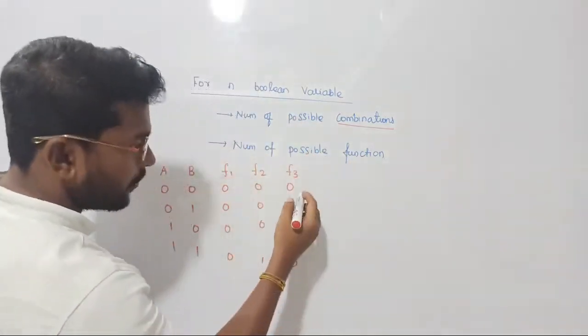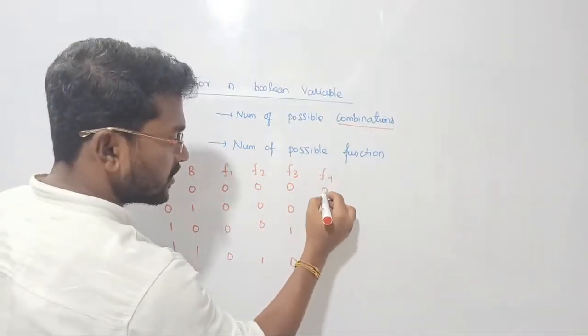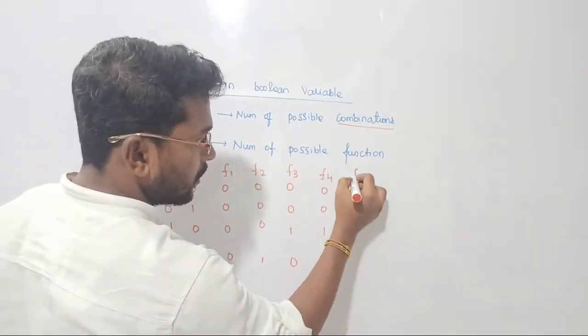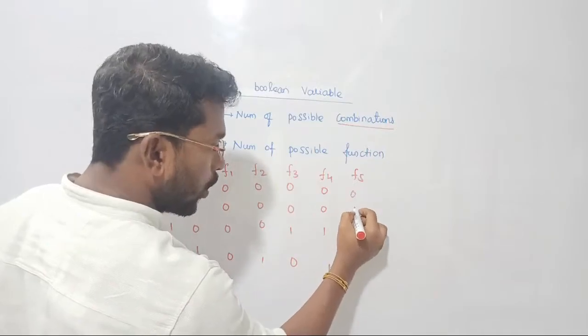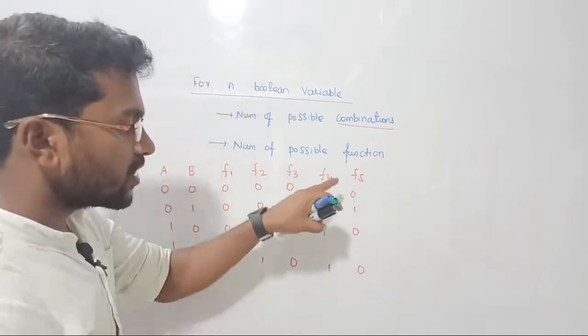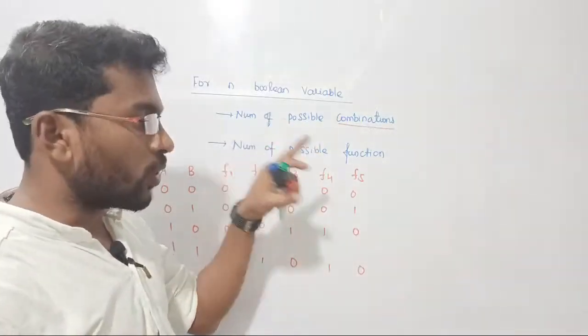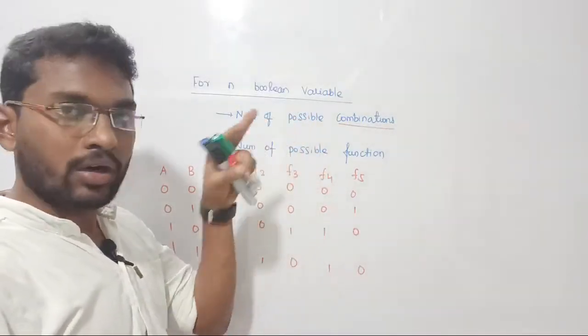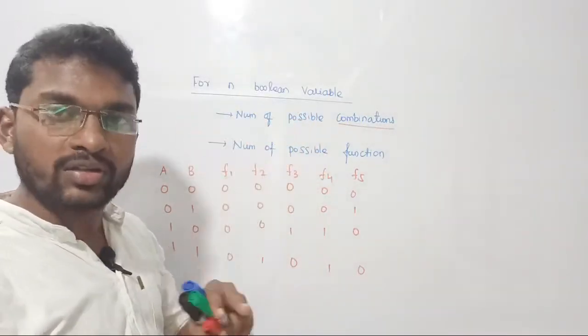So let's see, next what will you write? F4 can be written as 0 0 1 1. Next F5 can be written as 0 1 0 0, then 0 1 0 1, and then 0 1 1 0, and then 0 1 1 1, and then 1 0 0 0, 1 0 0 1, 1 0 1 0, 1 0 1 1.